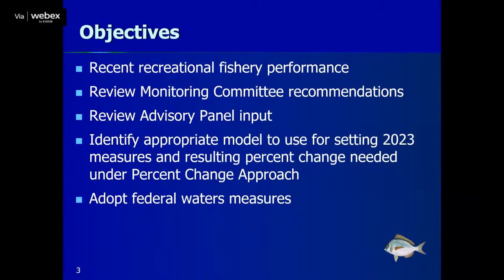So the overall objectives for today are to go over recent recreational fishery performance, and review the monitoring committee recommendations for 2023 Scup recreational measures, as well as input provided by the AP. We will also need to discuss and identify the appropriate model to be used for setting 2023 measures and the resulting percent change needed under the percent change approach, and identify any federal water measures to achieve the resulting percent change if that is required.